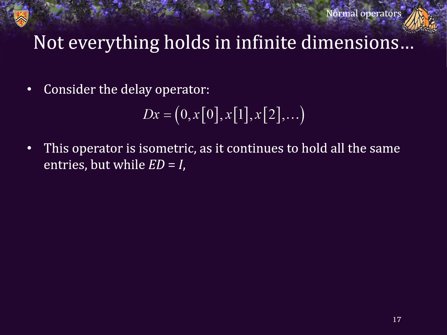However, if we apply the advance operator to the result of the delay operator, we get the original signal back. So the advance operator applied after the delay operator does give the identity operator. The problem, however, is if we apply those 2 operators in the opposite order, then we do not get the original signal back. We get the original signal back with a 0 in the first location.